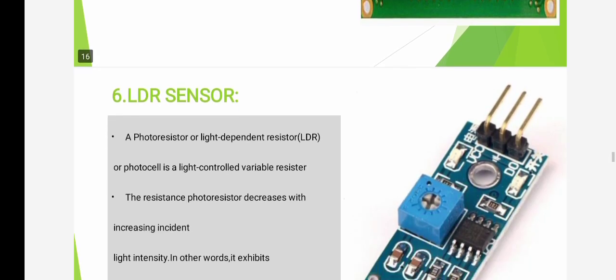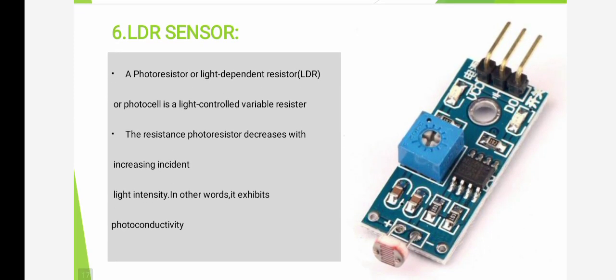Coming to the next one, LDR sensor, a photoresistor or light dependent resistor. LDR or photocell is a light controlled variable resistor. The resistance of a photoresistor decreases with increasing incident light intensity. In other words, it exhibits photoconductivity.